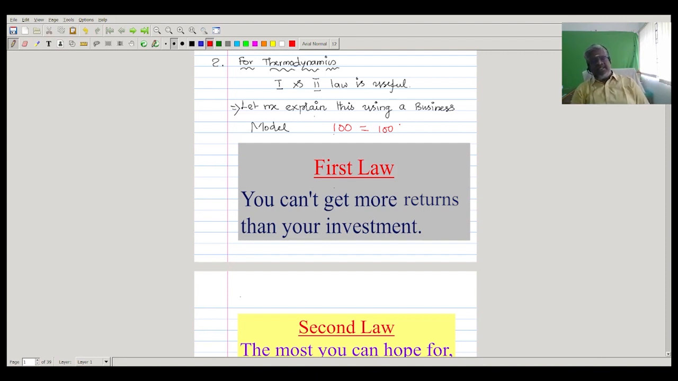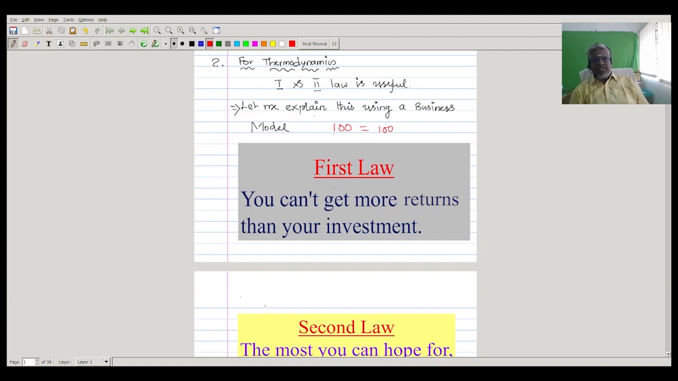Please understand these are all business model laws, just to explain the first and second law of thermodynamics alone. These are interactive laws so that understanding thermodynamics is going to be easy for you students. That's why I'm explaining using these four different laws. So don't get confused between these and the thermodynamics laws.